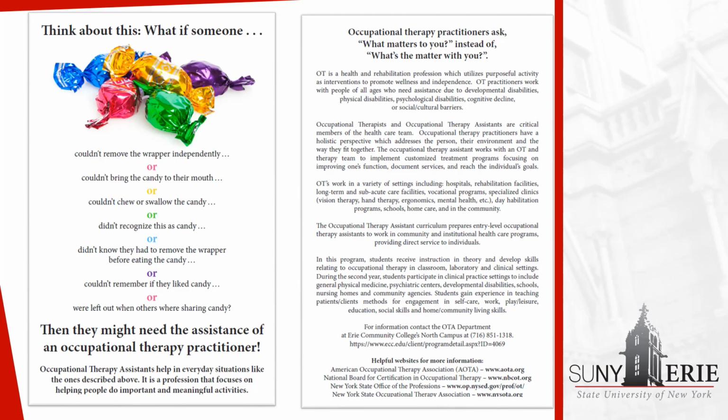And then the NBCOT, or National Board for Certification in Occupational Therapy website, is great to be able to examine performance of occupational therapy assistant programs and occupational therapy programs when selecting a school. NBCOT is the entity that will certify you to graduate. The New York State Office of Professions is the entity that will grant you licensure. Certification is national, but licensure is by state.